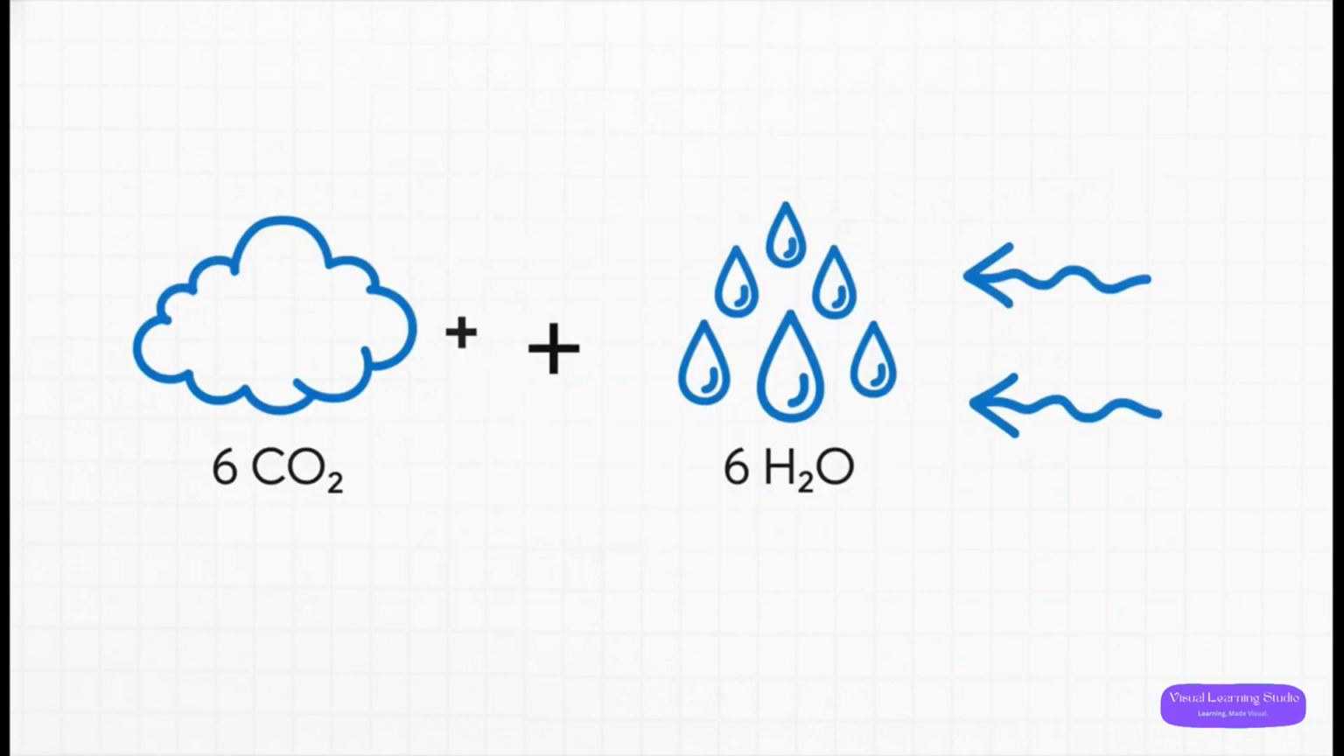Here's the thing. It all starts with the ingredients. On the left side of our recipe, we have 6 molecules of carbon dioxide. That's CO2, which the plant just pulls right out of the air. And we have 6 molecules of water. That's H2O, which it soaks up through its roots. These are the raw materials for our chef.